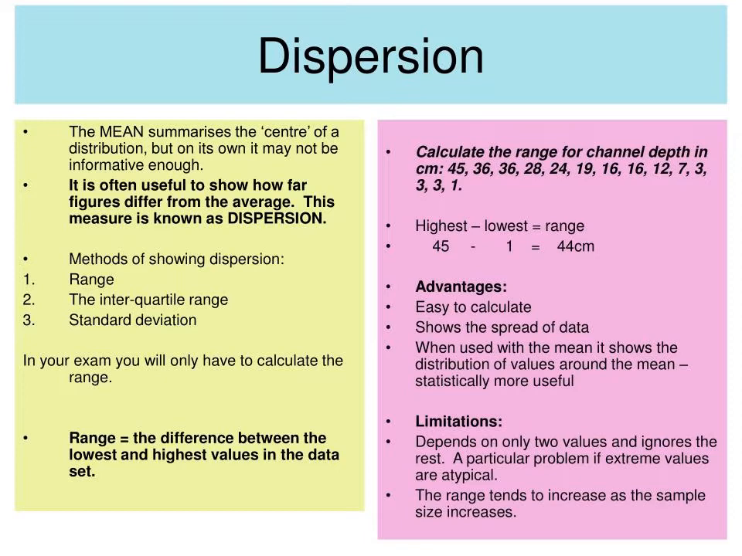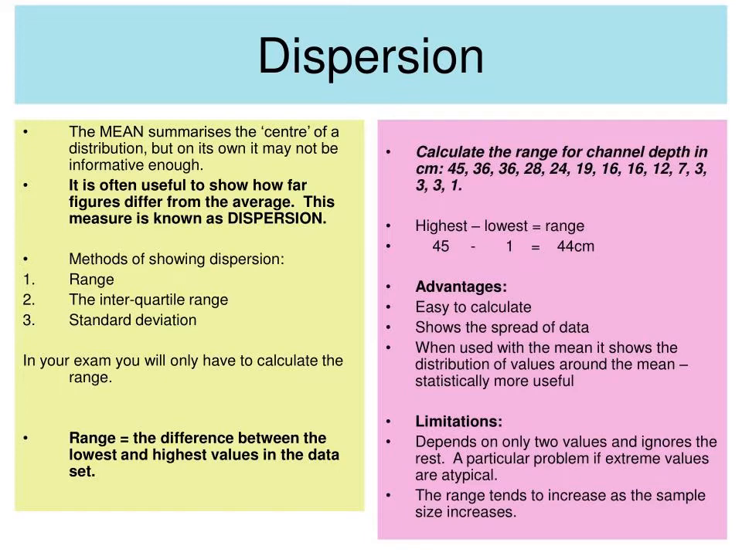How can you find the range, for example, for 45, 36, 36, 28, 24? There you can see the different values of the data. The highest value is 45, and the lowest is 1. The range, the highest minus the lowest, is 44.